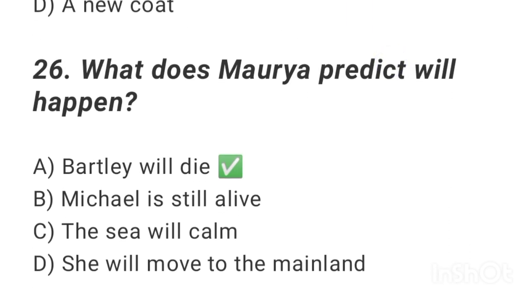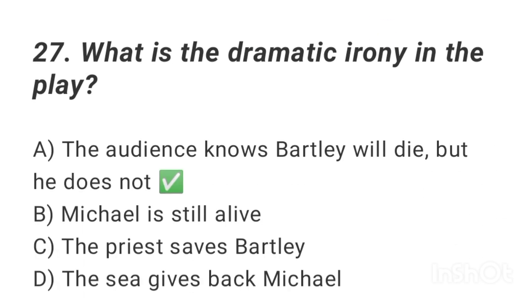Next, what does Maurya predict will happen? Bartley will die. This has been predicted by Maurya. Next question, what is the dramatic irony in the play? Dramatic irony will be the audience knows Bartley will die, but he does not. This is the dramatic irony. Irony is something that is generally said and it is generally not meant. And dramatic irony is slightly different from it. You can understand it by this line.